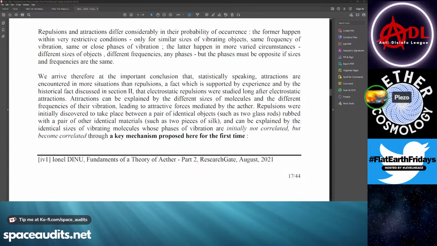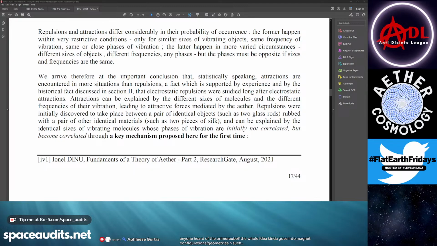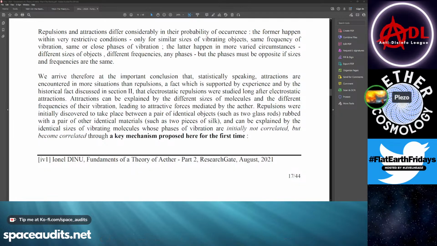Repulsions and attractions differ considerably in their probability of occurrence. The former happen within very restrictive conditions, only for similar sizes of vibrating objects, same frequency of vibration, same or close phases of vibration. The latter, which would be attraction, happen in more varied circumstances: different size of objects, different frequencies, any phases, but the phases must be opposite if sizes and frequencies are the same. So he's basically saying that it's not just the phase, but the combination of the size, the frequency, and the phase that can control the repulsion and attraction. So it's like three different variables.